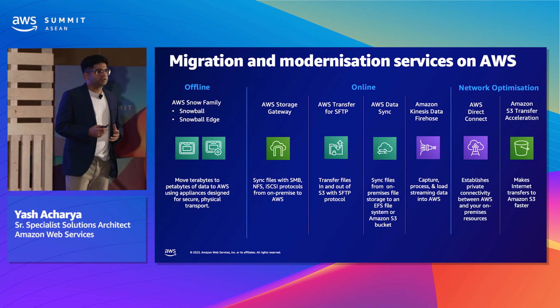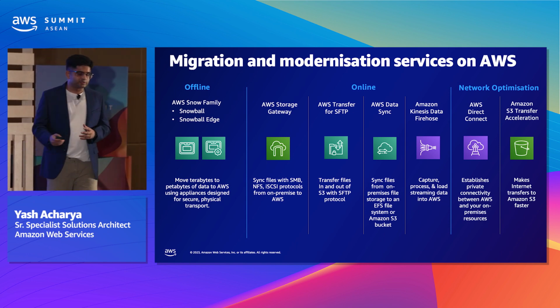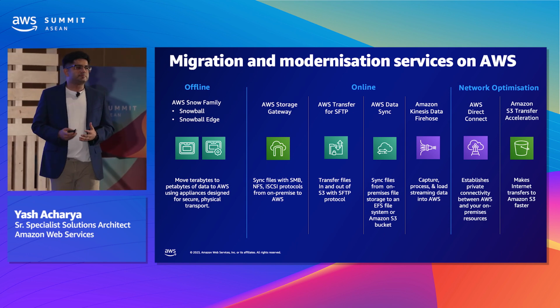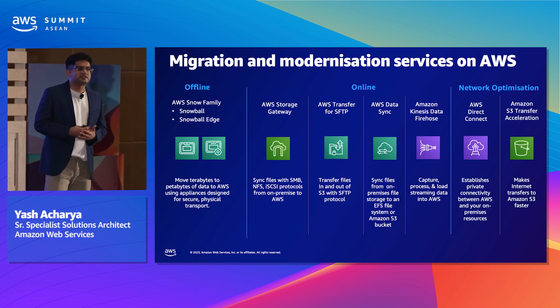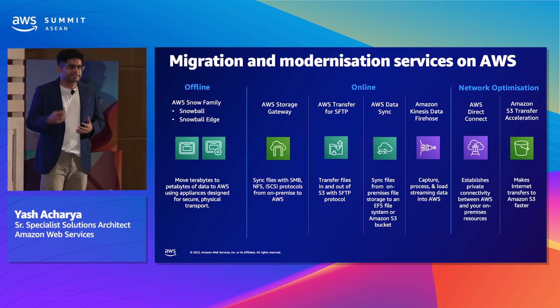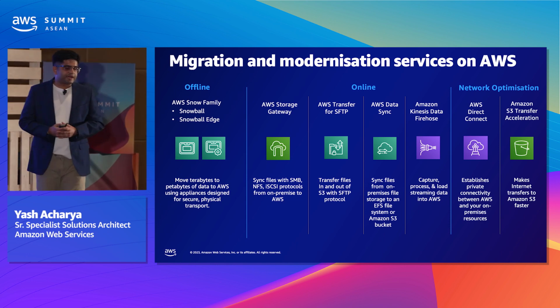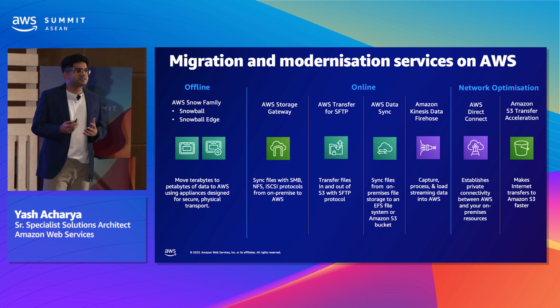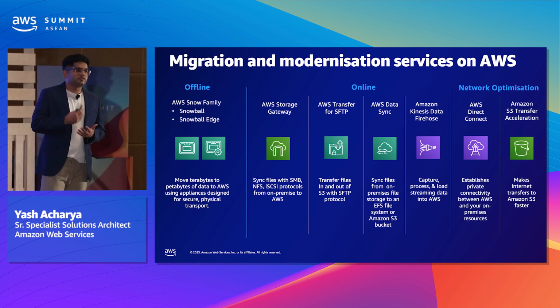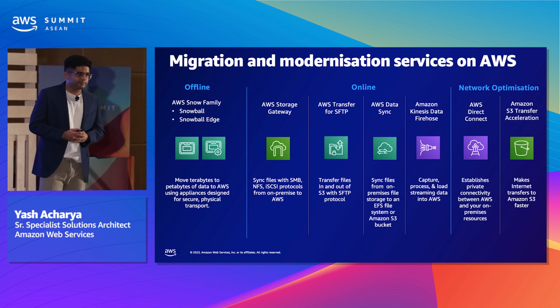So if you consider offline, we have the Snow family. These are basically devices which you can use to send across the data from your on-prem side to the AWS side. Online, we have Storage Gateway, which is used for syncing SMB, iSCSI protocols from on-prem to the AWS side.